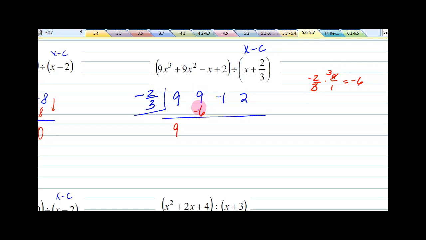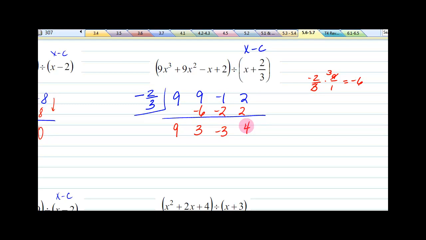And now I'm going to add straight down. So I get a positive 3. Negative 2/3 times a positive 3 is negative 2. Add straight down, I get negative 3. Negative 2/3 times negative 3 gives me a positive 2. Add straight down, I end up with 4.